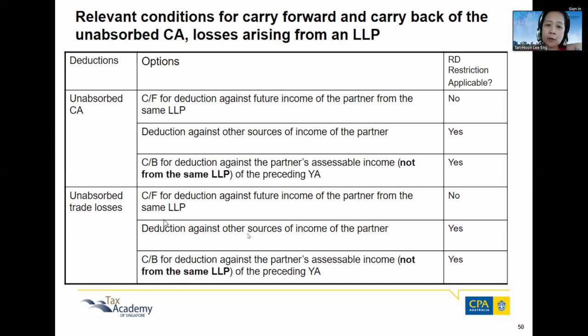And then we move on. Same thing, if it's the same LLP, no restriction applicable. If it's for other sources of income, yes. So even for unabsorbed trade losses, if it's not from the same LLP, you would need to do a restriction. Okay, move on.